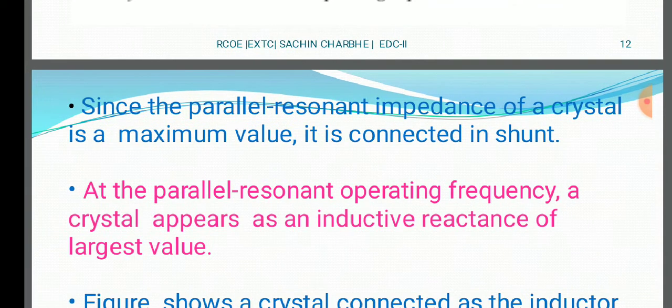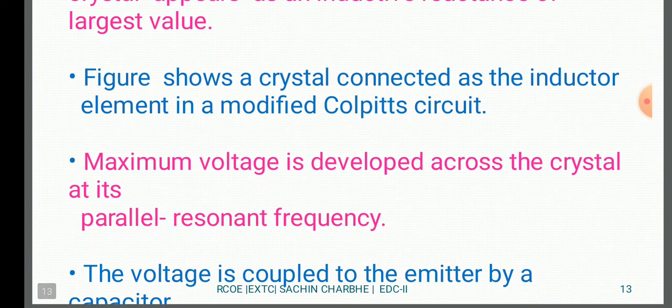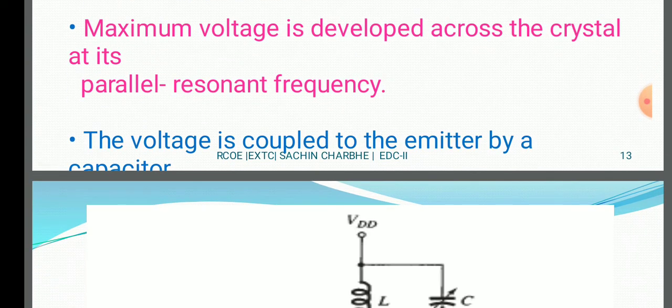Since the parallel resonant impedance of a crystal is a maximum value, it is connected in shunt. At the parallel resonant operating frequency, the crystal appears as an inductive reactance of largest value, as shown in the figure, connected as an inductor element in a modified Colpitts oscillator, and maximum voltage is developed across the crystal at its parallel resonant frequency. This voltage is coupled to the emitter by a capacitor.